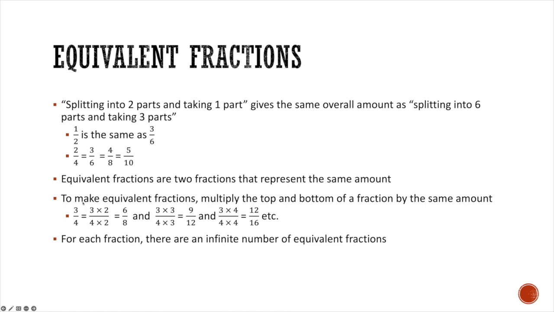3 over 4 given, if we multiply numerator and denominator by 2, we get 6 over 8. This is the equivalent fraction for 3 over 4. If we multiply both numerator and denominator by 3, then we get 9 over 12. So we can multiply with any number to get equivalent fractions.